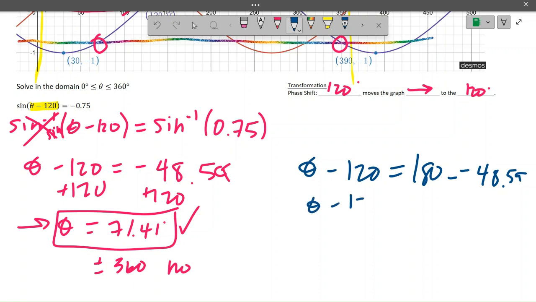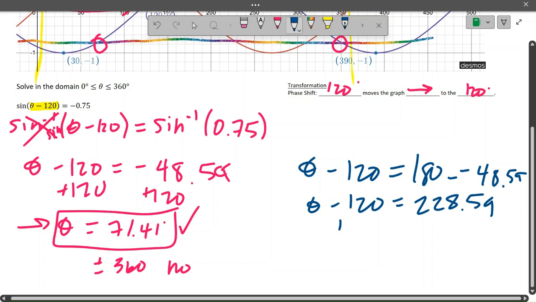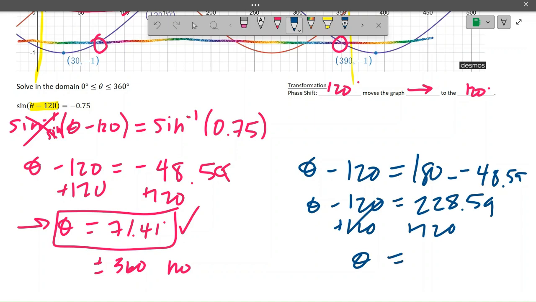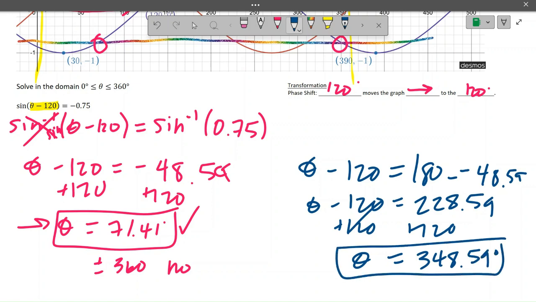So I have theta minus 120 equals 180. I've got two negatives, which makes this positive. That gives me 228.59 degrees. But we are not done yet because that's not a solution, because we don't have theta by itself. So we're going to add 120 degrees to both sides. When I do that, I get theta equals 348.59 degrees. That is within our domain of 0 to 360 degrees. So that too is a solution.